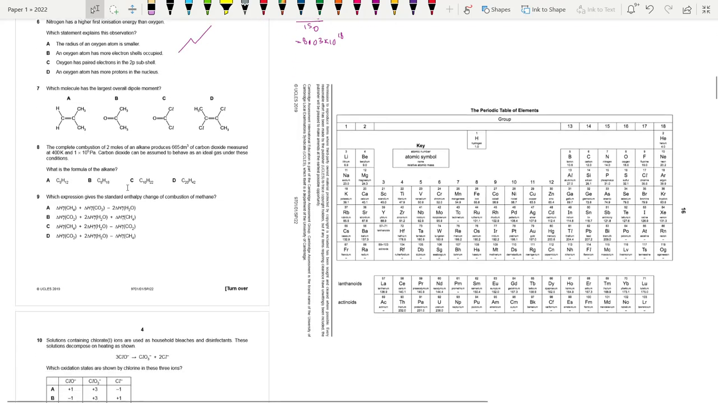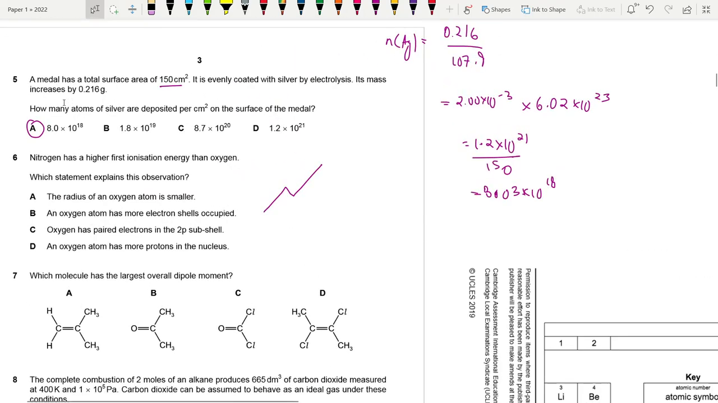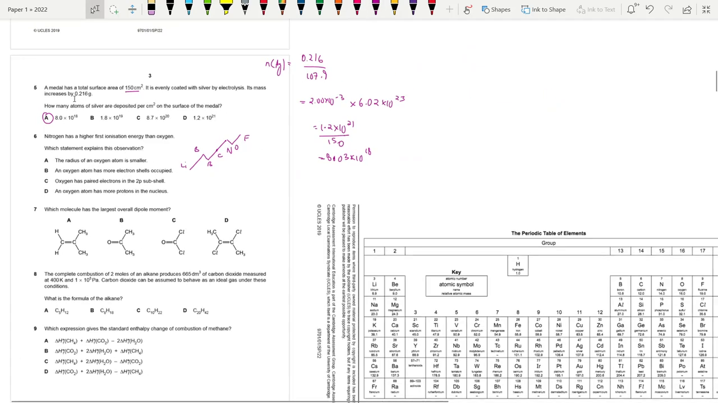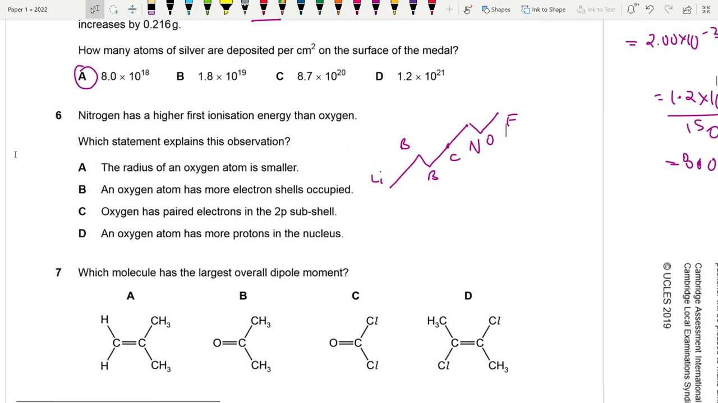So yeah, if you look at the trend from lithium to fluorine, it's like this. Lithium, beryllium, followed by boron, carbon, nitrogen, oxygen dips, right? Followed by fluorine. So why does nitrogen have a higher first ionization energy than oxygen, or why does oxygen have a lower one?